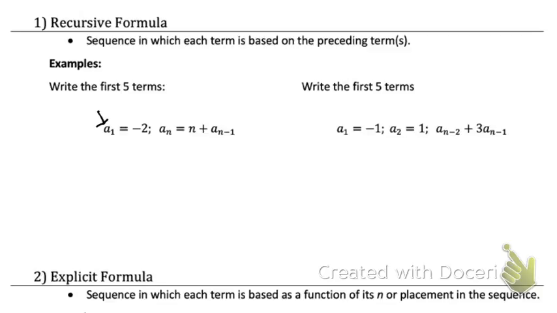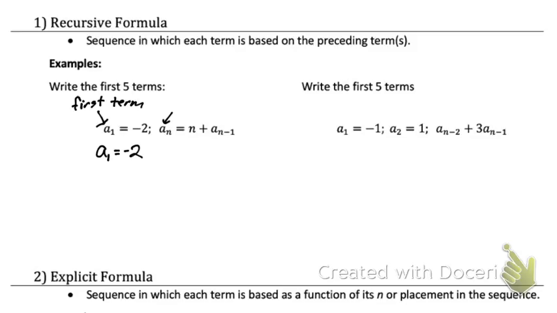a sub 1, that just means that's the first term I'm looking for. So on this problem, I'm going to immediately write a sub 1 equals negative 2, and I'm 1/5 of the way done, since I just had to find 5 terms. Now let's look at this next thing. The next thing says a sub n equals n plus a sub n minus 1.